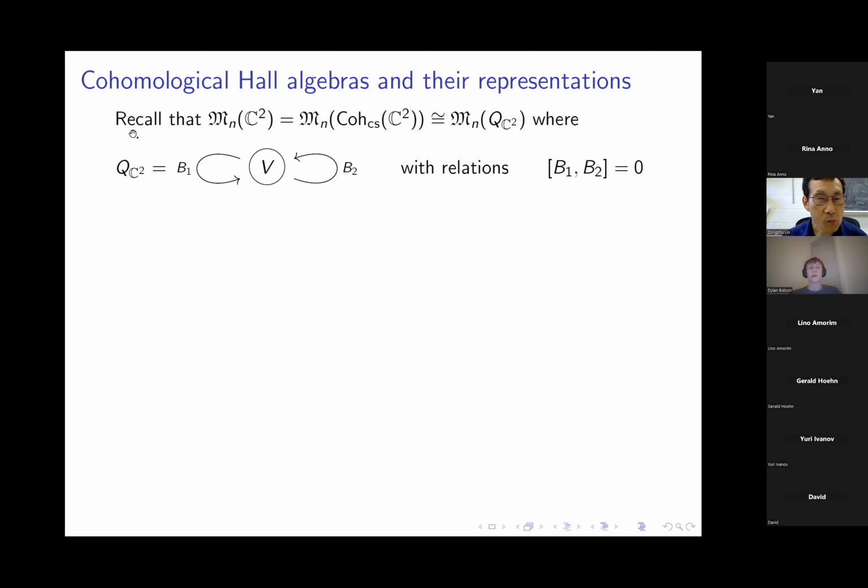So recall that in the previous lectures, we described this stack, which I call M sub n of C2, of compactly supported coherent sheaves on C2, whose space of sections is of dimension n. And we identified it with the stack of representations of a quiver with relations given here. So it's a single vertex, two loops, and a relation that the two endomorphisms commute.